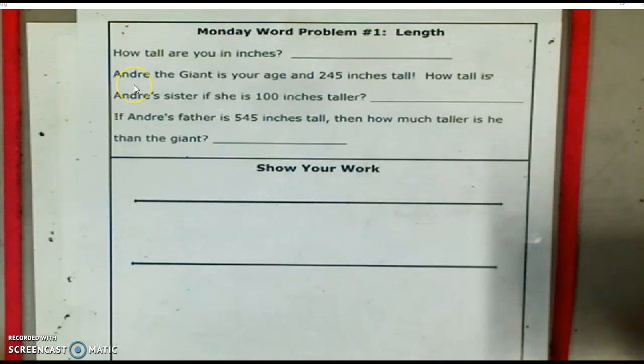If you like professional wrestling, Andre the Giant was a famous wrestler from back in the 80s. He also was in some movies. Anyways, let's pretend there's a kid named Andre the Giant who's your age, and he's 245 inches tall. You'll see compared to how tall you are, that's really tall. So the question is, how tall is Andre's sister if she is 100 inches taller?